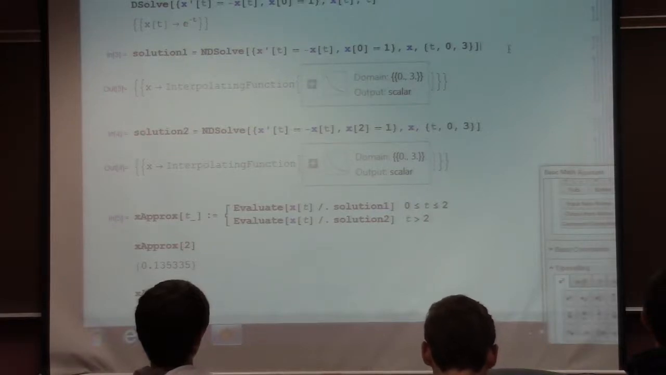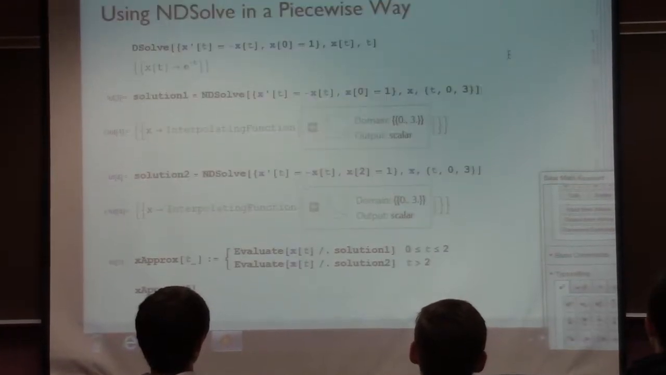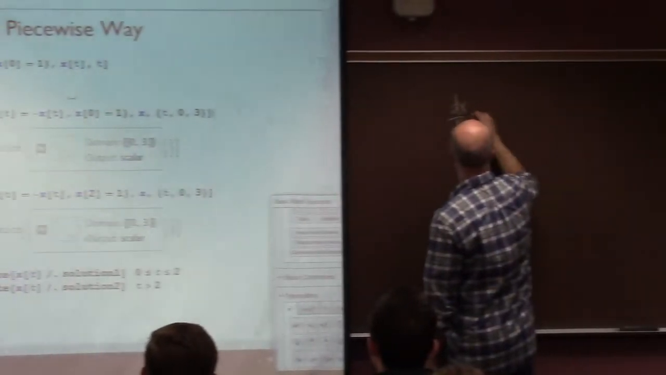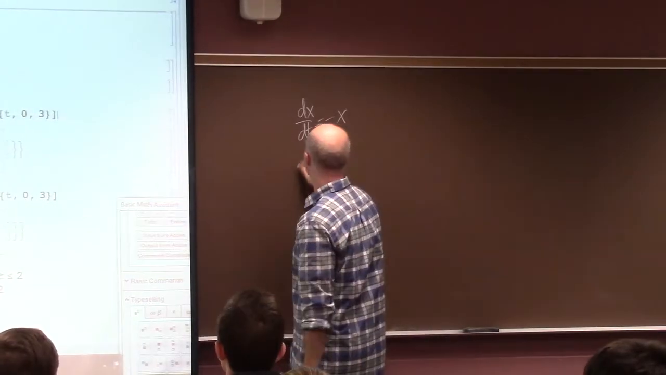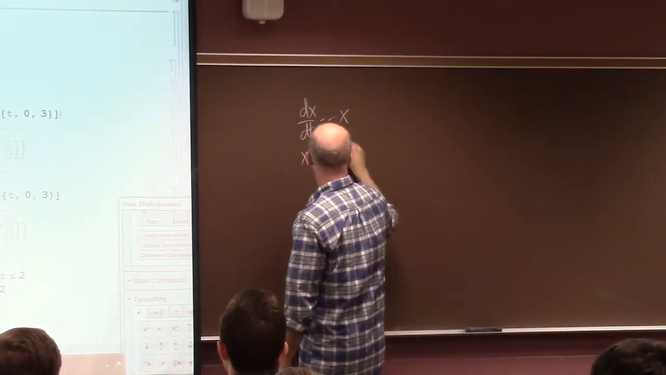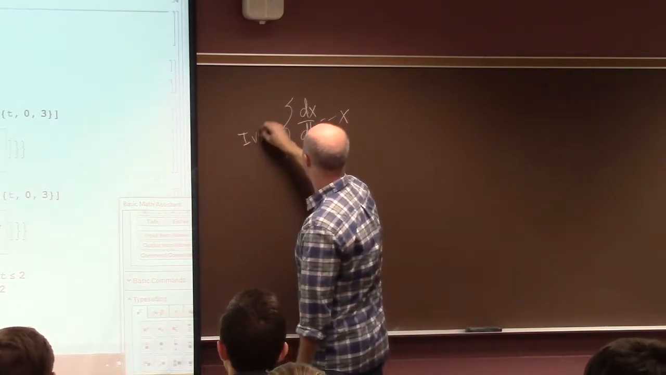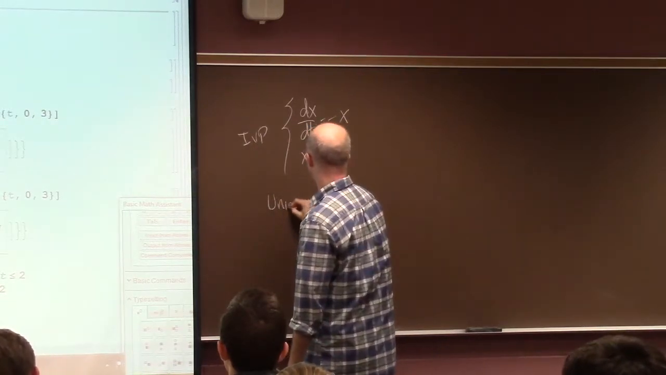All right, so let's start by reviewing what we did in the last class with NDSolve and using NDSolve in a piecewise way. We have this differential equation. Let's write this on the board. Dx/dt equals negative x. We added an initial condition, x of 0 equals 1. This initial value problem has a unique solution.